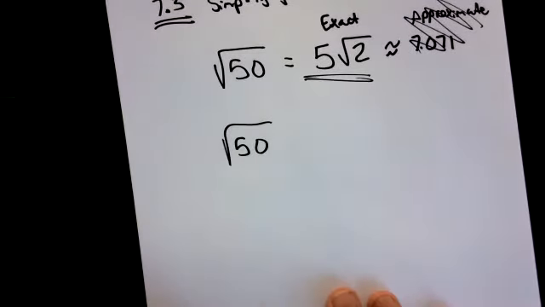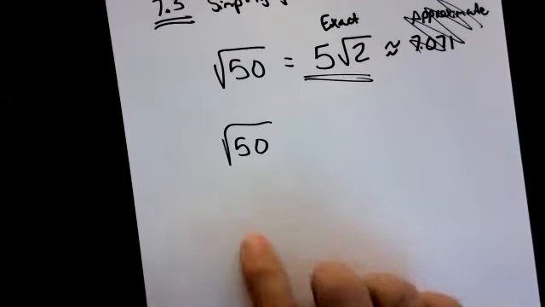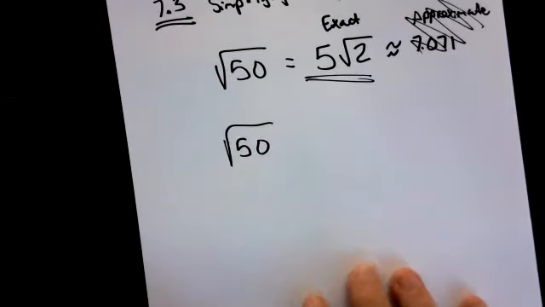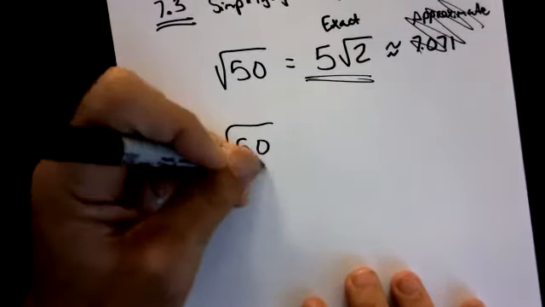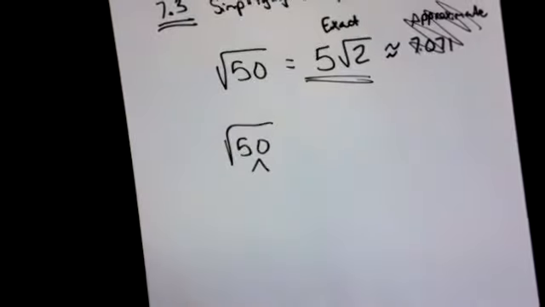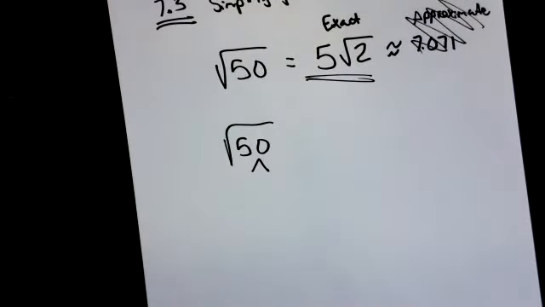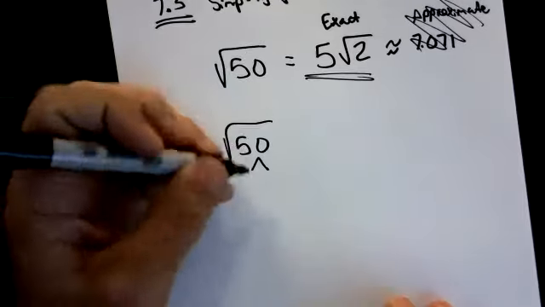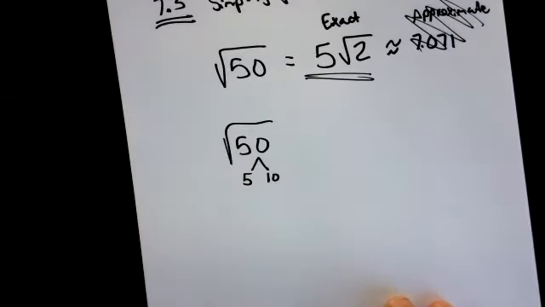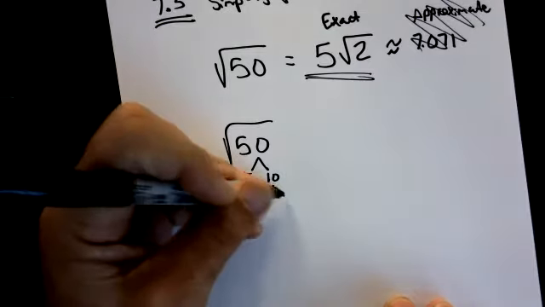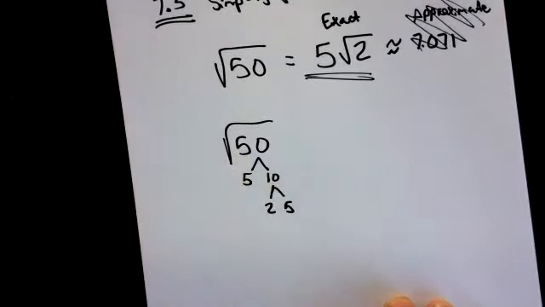Now, when I say that, don't use 1. 1 times anything is itself, and you could go with ones forever. So anyway, what are 2 numbers that I can multiply to get 50? It doesn't matter which 2 you pick as long as they multiply to get 50. And I want whole numbers, not decimals. So for example, 50 is 5 times 10. 10 is 2 times 5.